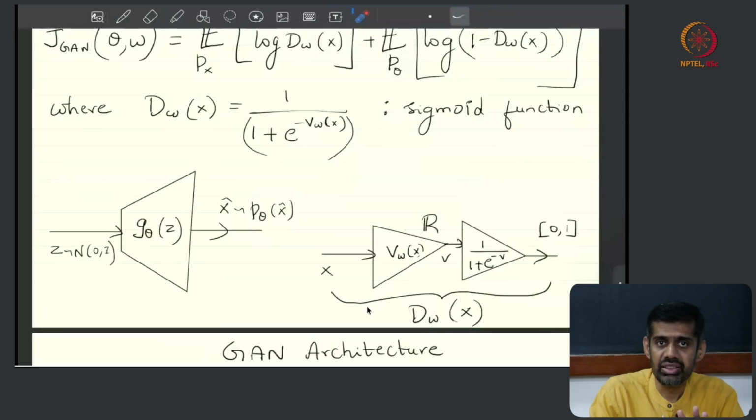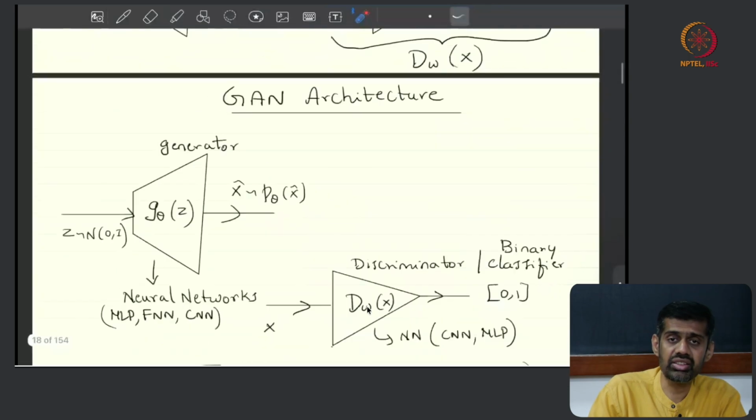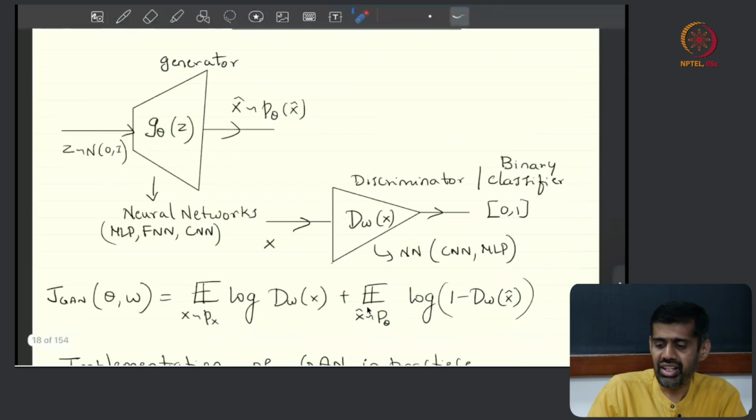Make sense? Okay. So, this is how the architecture for GAN looks, right? The adversarial network looks like this. You have this generator network, which is the same sampler that we have, and we have this so-called discriminator network, which is written as D_w of x. What is this D_w of x?